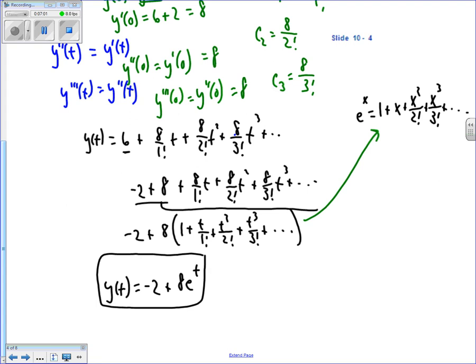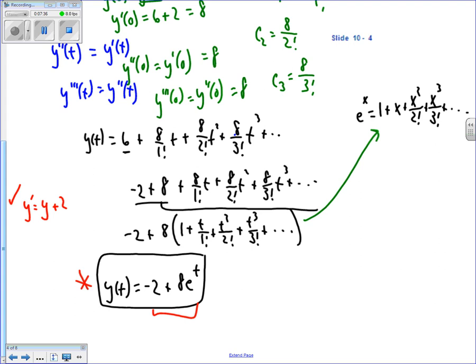Let's see, we had the rule that y prime was equal to y plus 2. Now this is my y. If I took the y and added 2 to it, I should get the same thing as the derivative. And the derivative of this side is just 8e to the t, so this does check out. And if you check the initial condition, put in 0 for t, I do get 6 for y of 0. So this would be the solution to the differential equation in power series form.